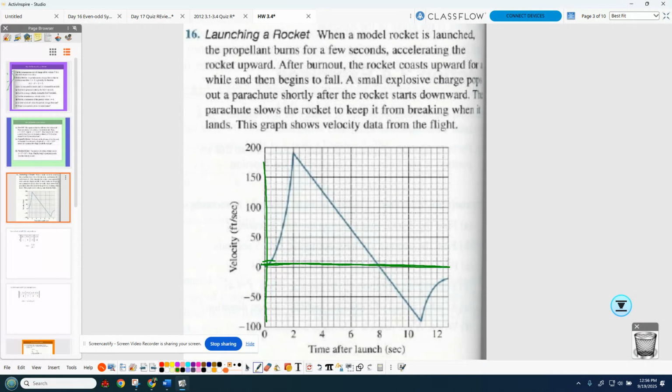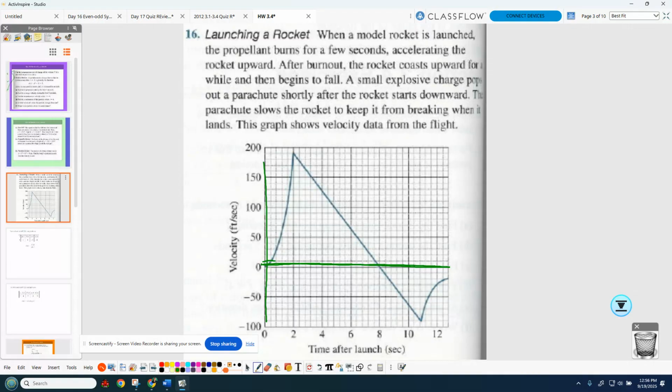graph to be like, hey, can you tell what's going on? So the story of this, the rocket, whoosh, burns through the propellant, coasts for a while, starts to fall, parachute comes out, and the sound effects make it more fun, Ben.